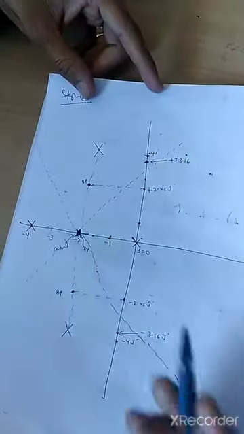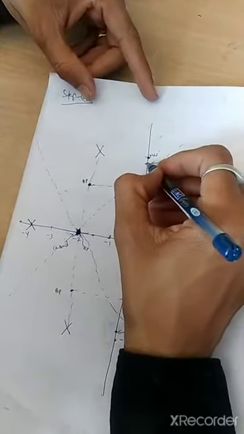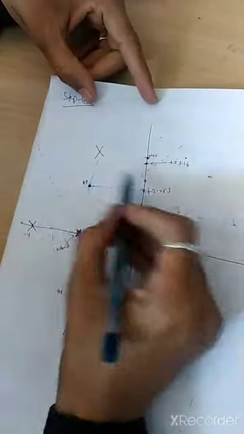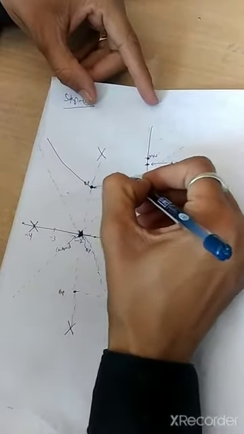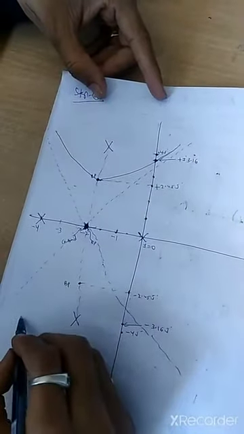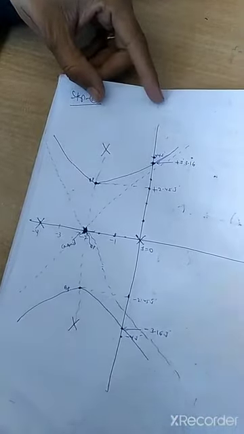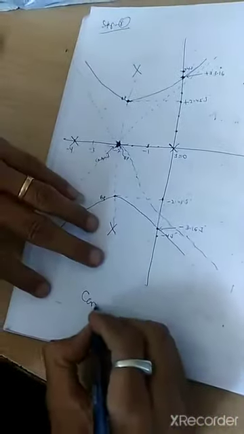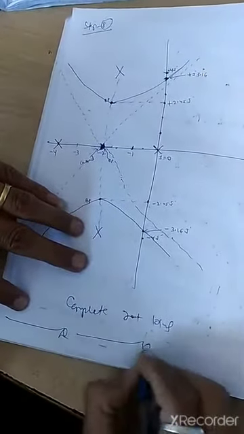Okay, now how to draw the root locus? From this breakaway point, with the cut on J 3.16, in between the asymptotes, the diagram will be like this one, and like this one. So this is the complete root locus. I hope you understand how to draw the root locus.